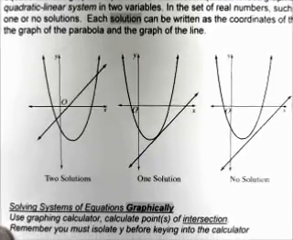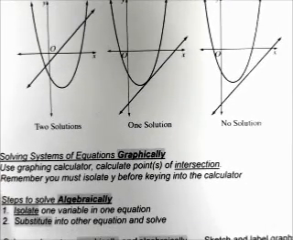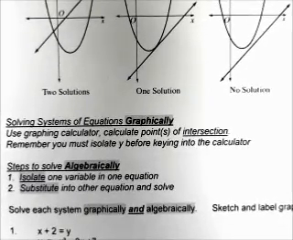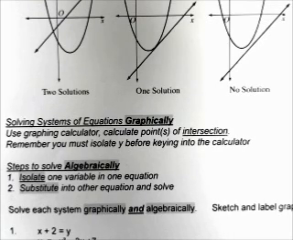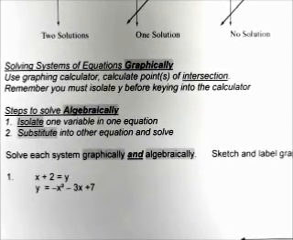Solving systems of equations graphically, use a graphing calculator, calculate the points of intersection, and remember you must always isolate y before keying it into the calculator. Steps for solving algebraically: isolate one variable in one equation and then substitute it into the other equation and solve. So we're going to go through 4 examples where we're going to solve each system algebraically and graphically.